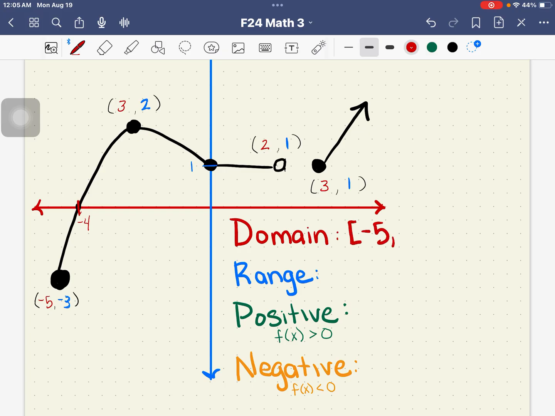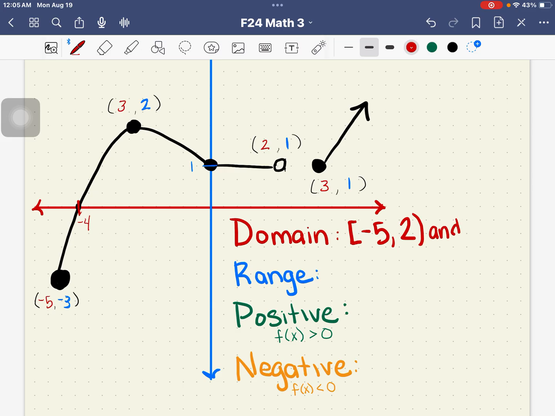Now, when I look at this domain, there's a break right here, okay? So we need to indicate this break, and this break happens between 2 and 3. So the domain runs from -5, but it stops at 2. So we need to indicate that. It stops at 2, and at 2, this point right here, it's an open circle. So we're going to use a parenthesis.